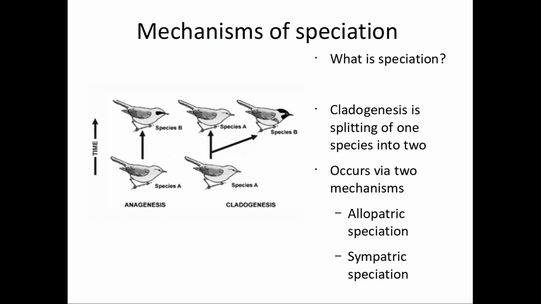All right, so mechanisms of speciation. So what is speciation? That's when a group of organisms become separate species. It's the creation of different species. So cladogenesis, the splitting of one species into two. It occurs via two mechanisms: allopatric speciation and sympatric speciation.